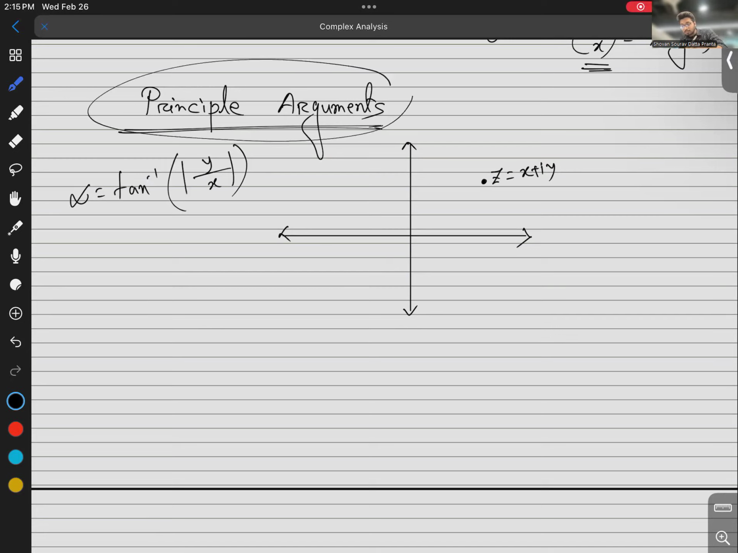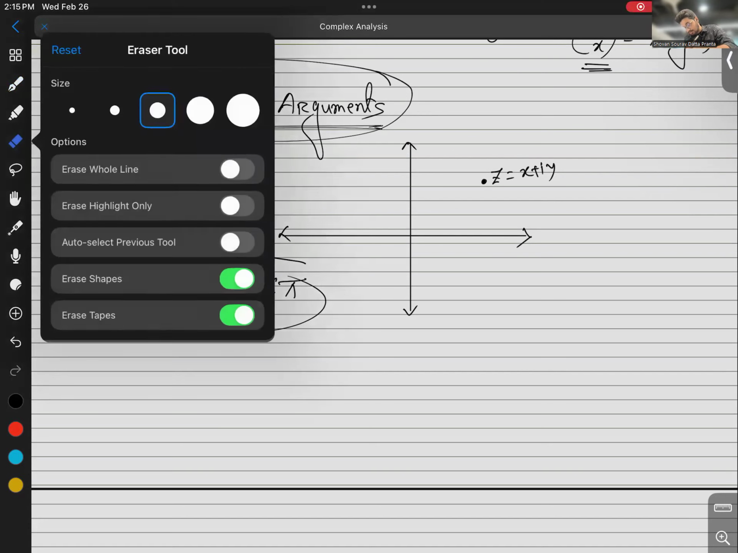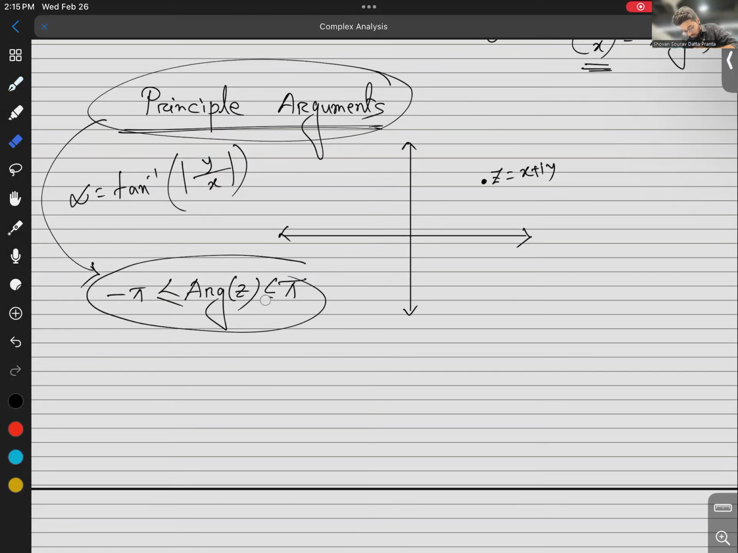So what is our principal argument? Principal argument means that if we are considering our argument, it is confined between the angles minus pi and pi. So what's the point here? And why are we considering this range for the principal argument?